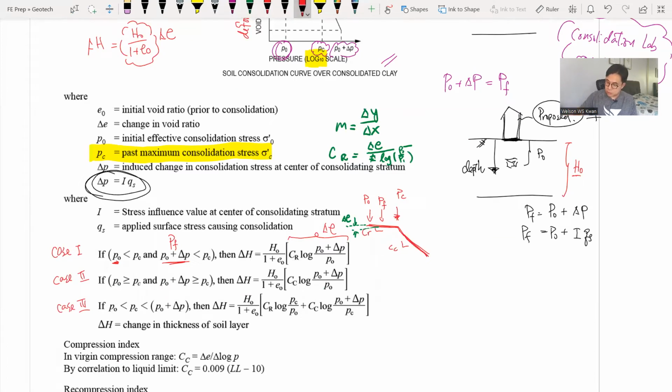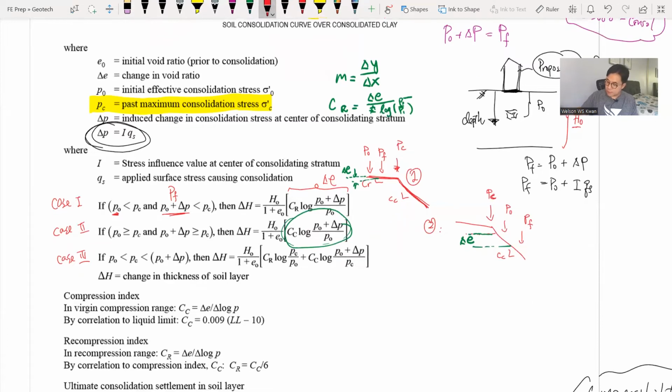And case number 2 is, again, the same picture with the stress and the maximum past pressure. This time, both the initial stress and the final stress are greater than the maximum past pressure. So essentially, we are solving for this delta E right here, again, with the slope of C sub C only. So this is case number 2.